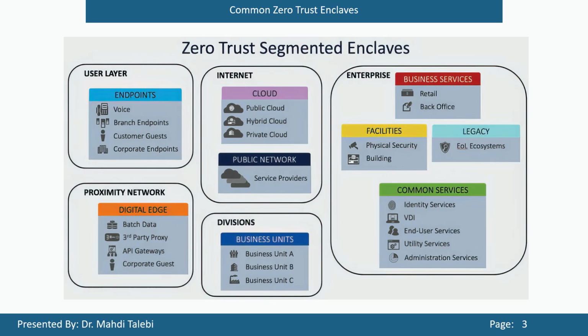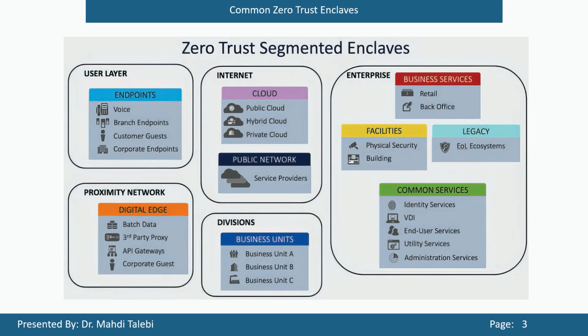4. Facilities and legacy enclaves. Facilities might include physical security systems and building management, whereas legacy enclaves encapsulate end-of-life systems or outdated technologies. Special attention is given to these older systems to mitigate vulnerabilities they might introduce to the network.